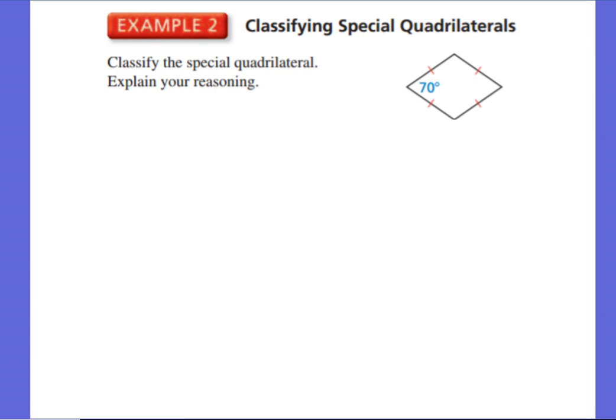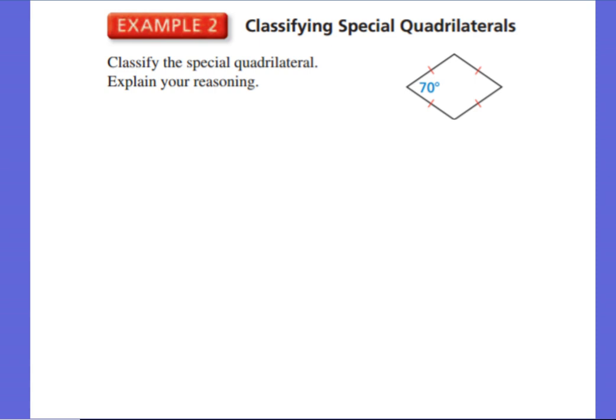All right, ladies and gentlemen, in this video we are going to discuss the special properties of rhombi. To start things off, I just want to have a little example problem to recap what we know about rhombi. Just classify the special quadrilateral and explain your reasoning.